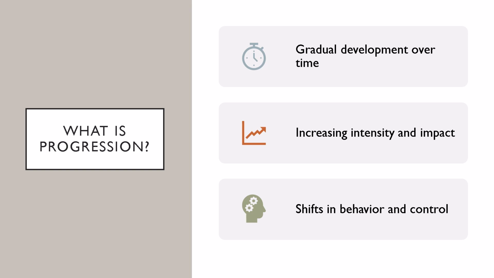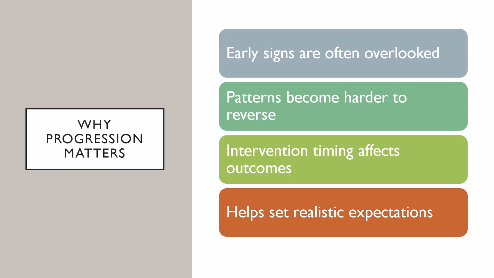And this is where your clinical observation is going to become critical. You're looking for patterns, not just isolated behaviors. You're asking questions like, is this increasing over time? Are the consequences becoming more significant? Is the control decreasing? These questions are going to help you assess progression more accurately. And when you understand the progression, you can intervene more effectively. So understanding progression is not just important, it's essential for effective counseling.